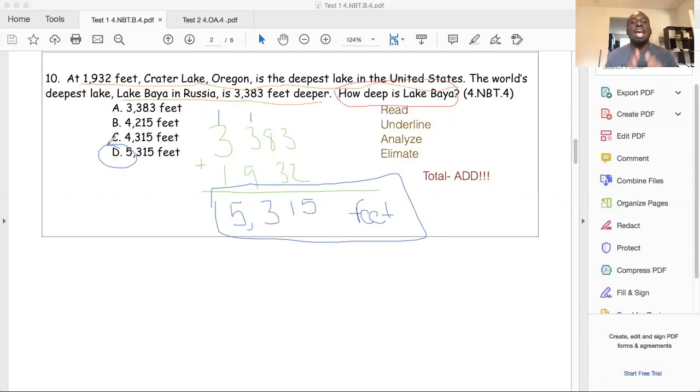In order to get how deep Lake Baya is in total, I have to add the amount that I know the lake is already deeper, and I have to add the depth of Crater Lake, Oregon. So my answer is D. I'm going to clear my screen and move on to the next problem.